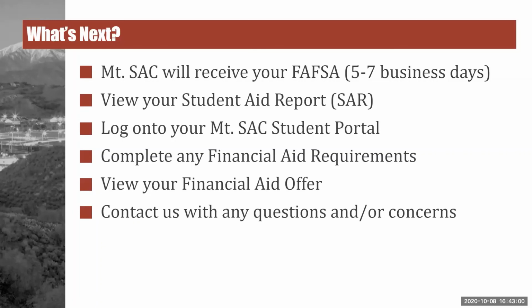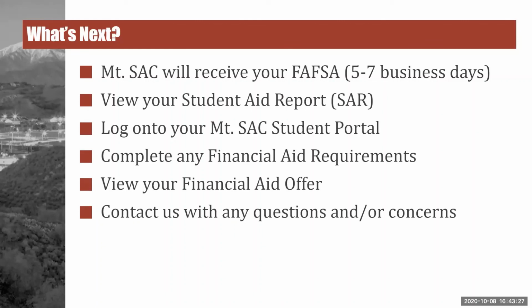Once Mount SAC receives your FAFSA, we will communicate financial aid status and eligibility information through your Mount SAC student portal. Make sure to periodically log into your portal and view the information available in the financial aid section of that portal. Through your portal, you can view what financial aid requirements are needed from you, if applicable, and you will also have access to your financial aid offer. Of course, we encourage you to connect with us if you have any questions or concerns about your financial aid status and/or eligibility.